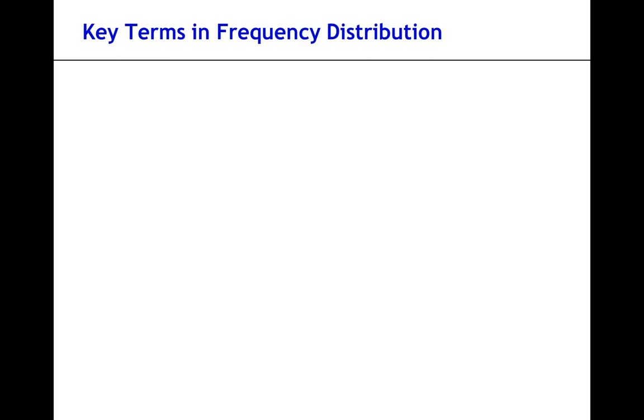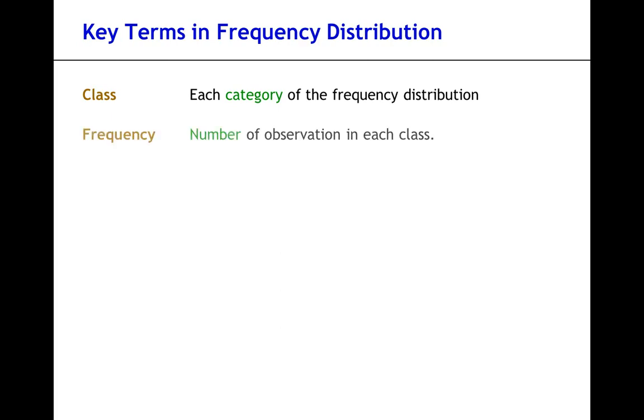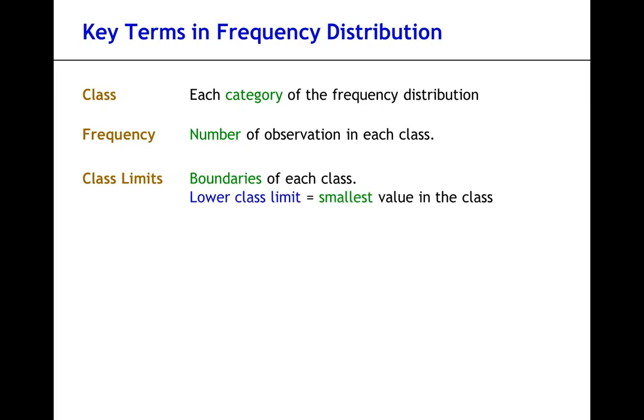Some key terms that we should familiarize ourselves with are as follows. A class means each category or group of the frequency distribution. Frequency, as we know it, is the number of observations in each class. The class limits means the boundary of each class, where the lower class limit is equal to the smallest value in the class, and the upper class limit is equal to the largest value in the class.